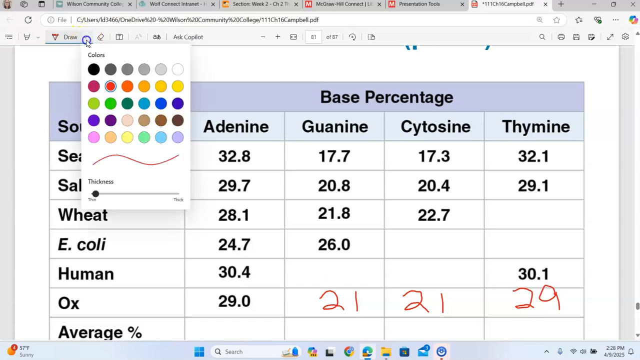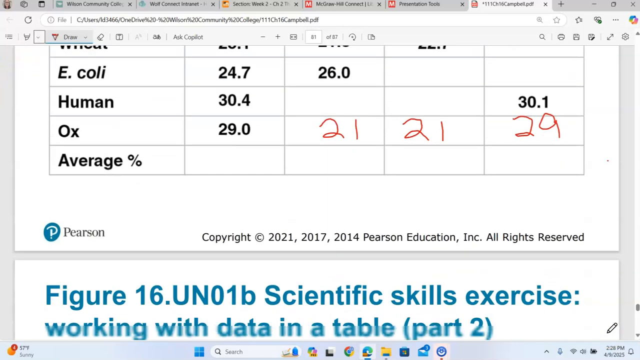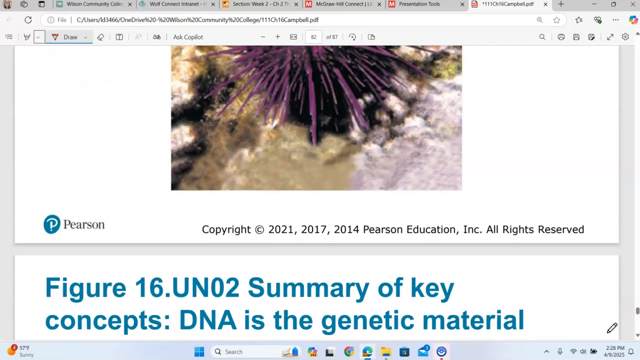All right, so I don't know how to go back to the pointer, but anyway, I think we're about done.